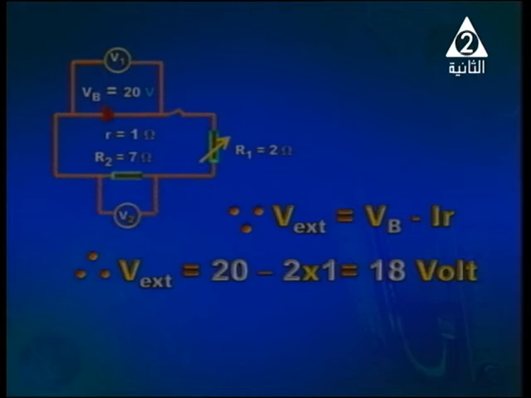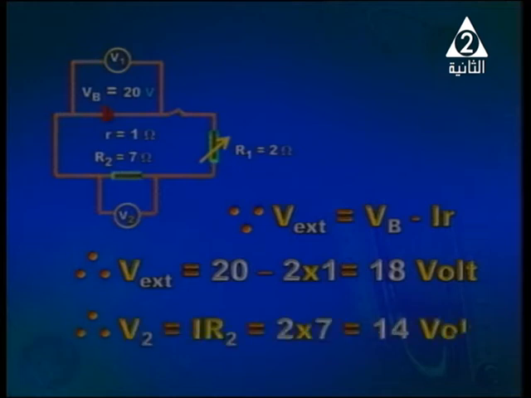Okay, and what about V2? It is calculated by IR2. It is 2 times 7, it is 14. So terminal voltage 18, voltage across the 7 ohm resistor, it is 14.